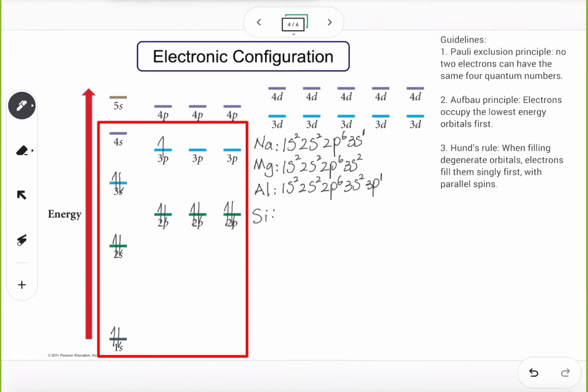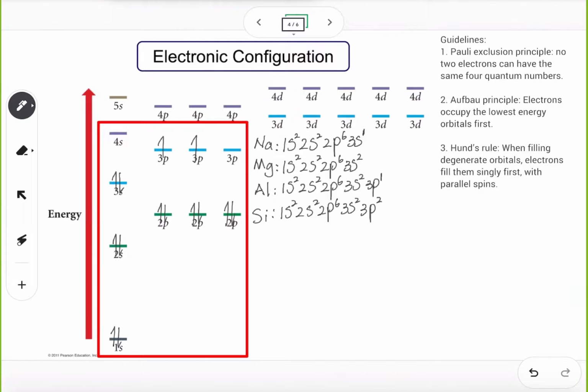Next one, silicon, 14 electrons, and of course this 14th electron should be on the 3p orbital. 1s2, 2s2, 2p6, 3s2, and 3p2.